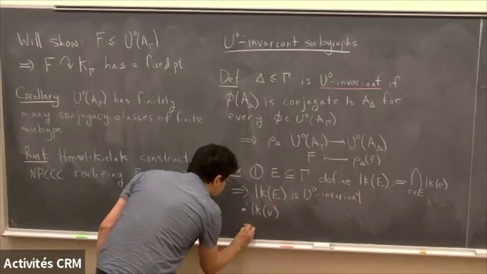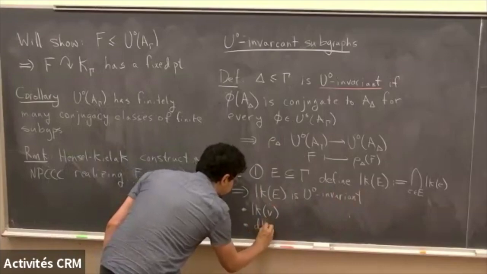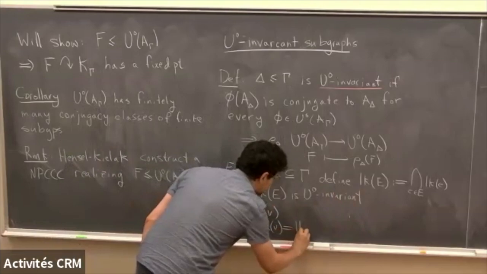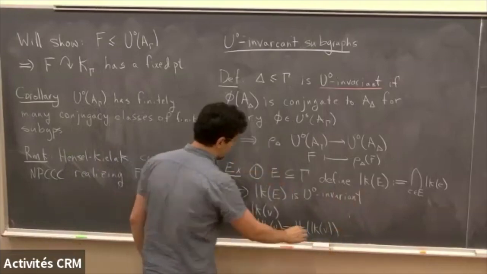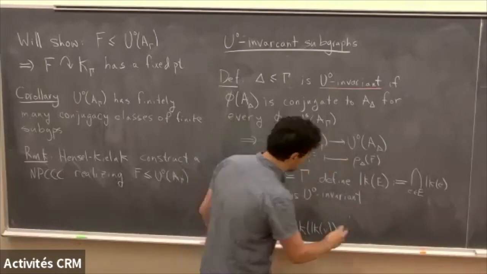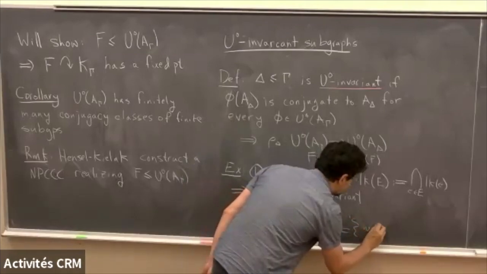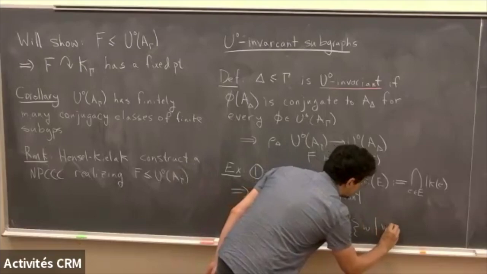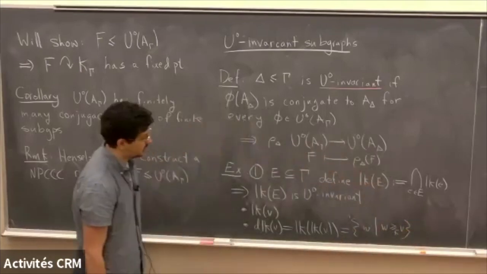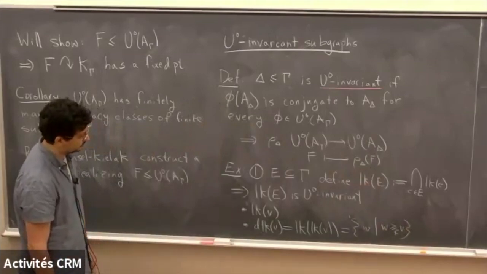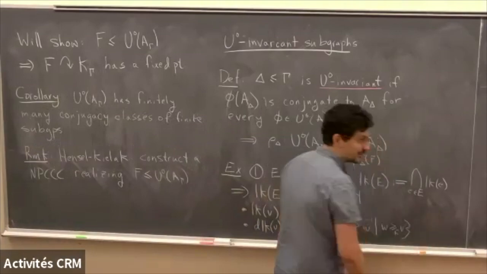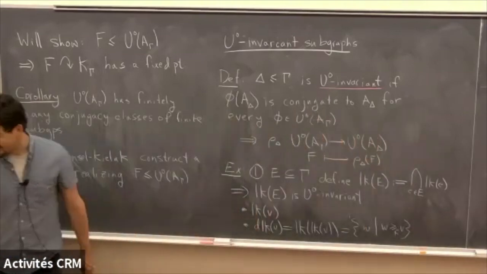And also the double link, or the link of the link, is U0 invariant. And this is just all the vertices W such that W is fold bigger than V. So all the things that can fold onto V is the double link. And then there's the triple link. No, I'm joking. I'm joking. Okay.